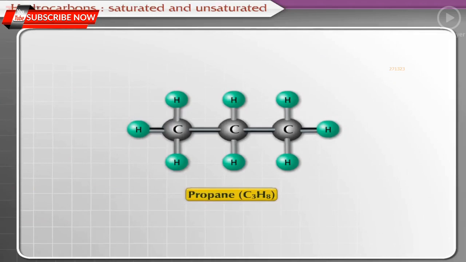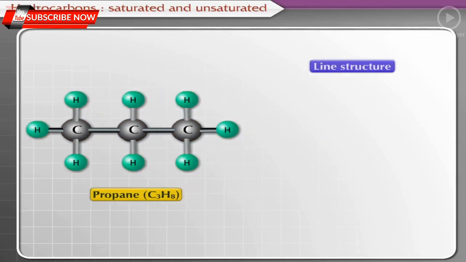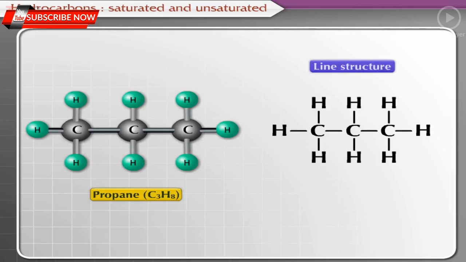The molecular formula of propane is C3H8. This means that propane molecule has 3 carbon atoms and 8 hydrogen atoms. To write the structural formula of propane, let us join the 3 carbon atoms with single bonds, and for fulfilling the remaining valencies of carbon, let us use the hydrogen atoms in the molecular formula.